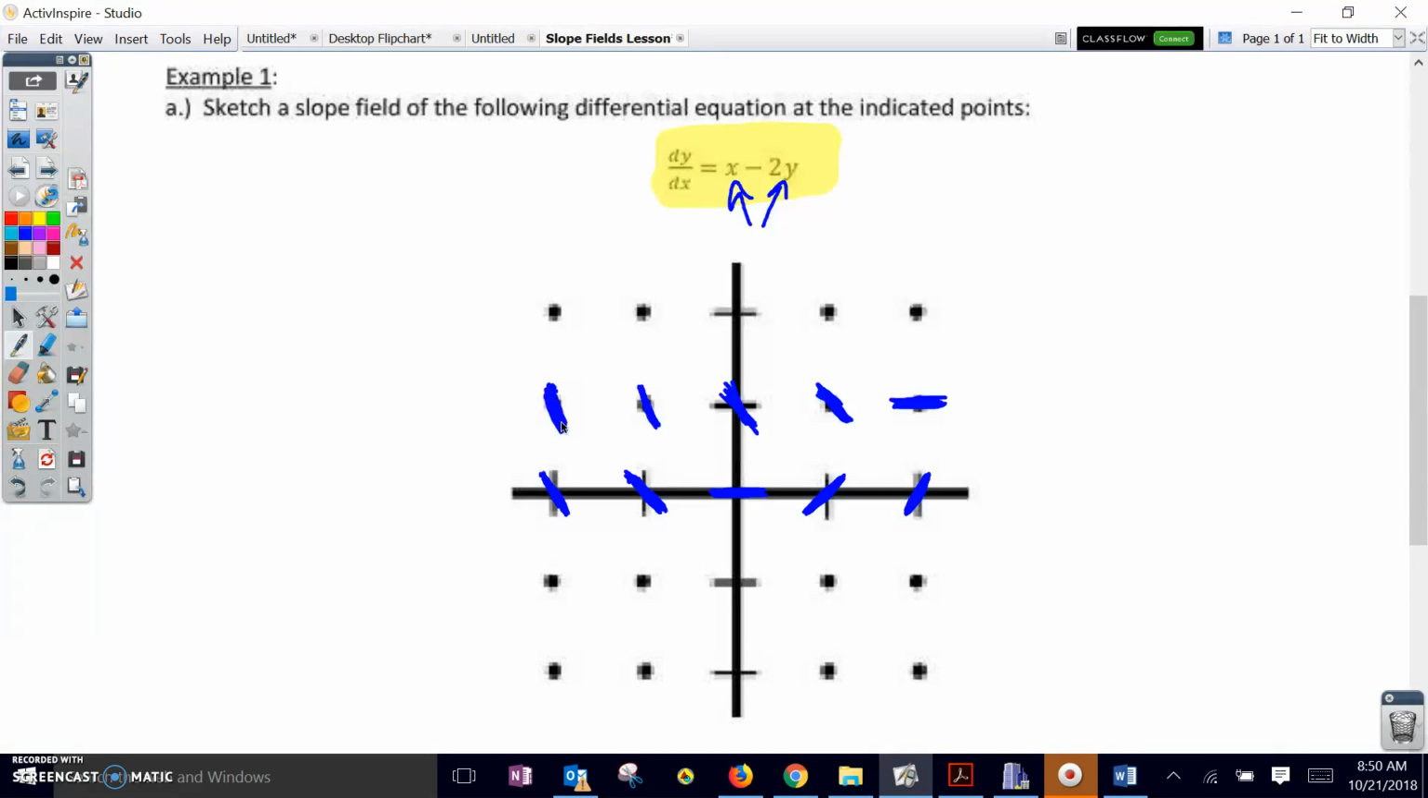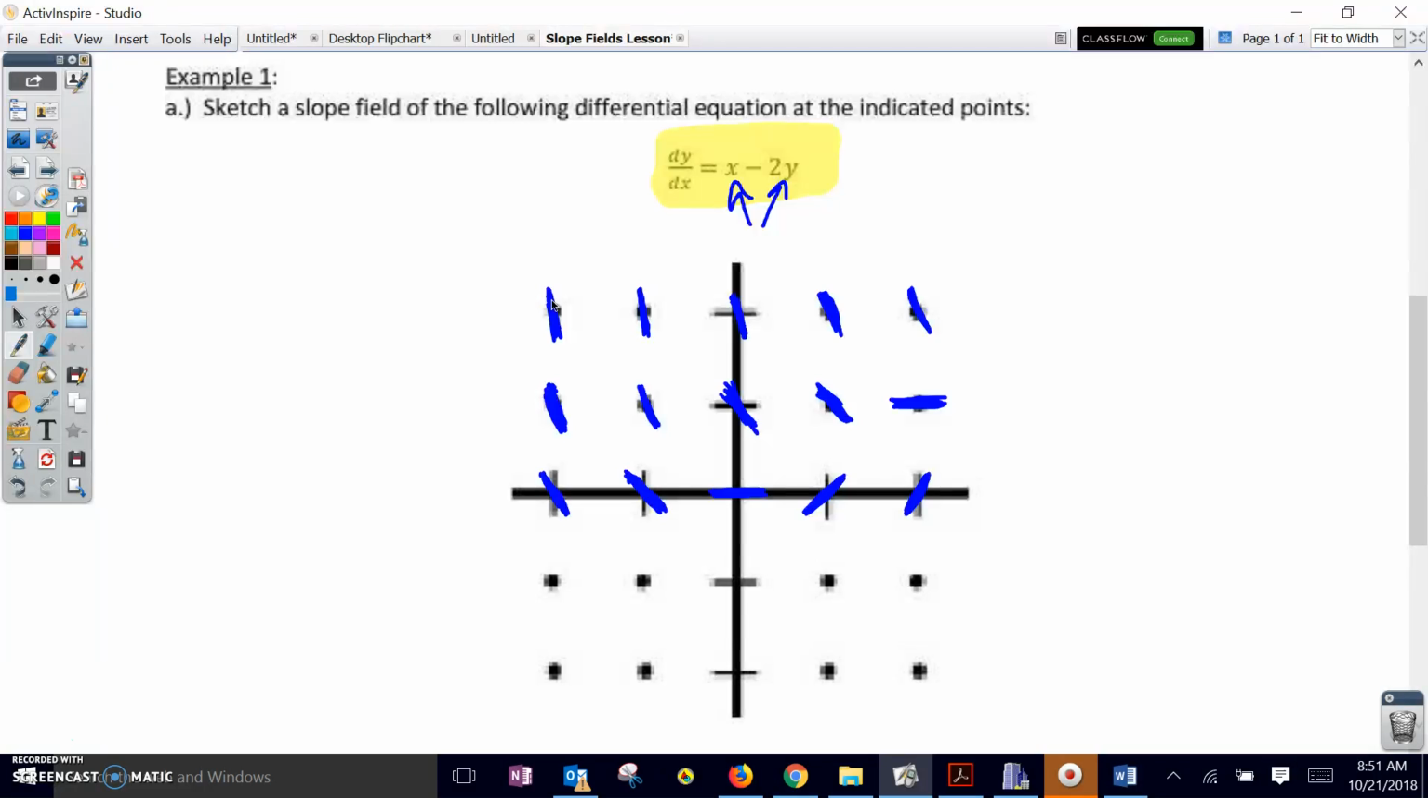And now I've got 15 more points to fill in. I've got the point 0, 2, that's got a slope of -4. And something else you can do as you get more comfortable with these is you can utilize the fact that there are patterns that develop in the slope lines to calculate them a little quicker. There's a slope of -5 there, and a slope of -6.